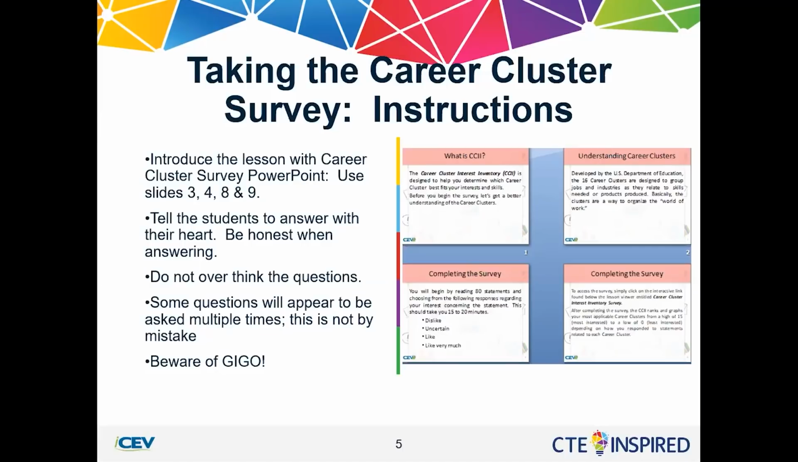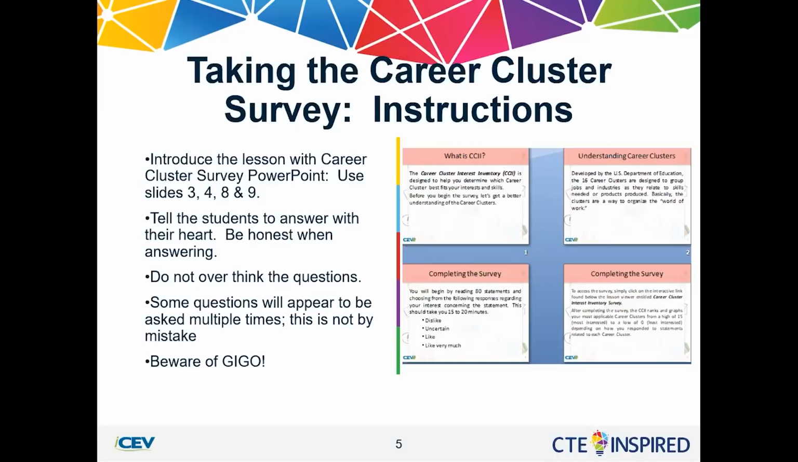These slides talk about what a career cluster interest inventory is. It tells that it is a survey that you take to find out about different careers, and that career clusters are basically a way of organizing careers and work into different categories. There are 16 career clusters that all jobs fall into.